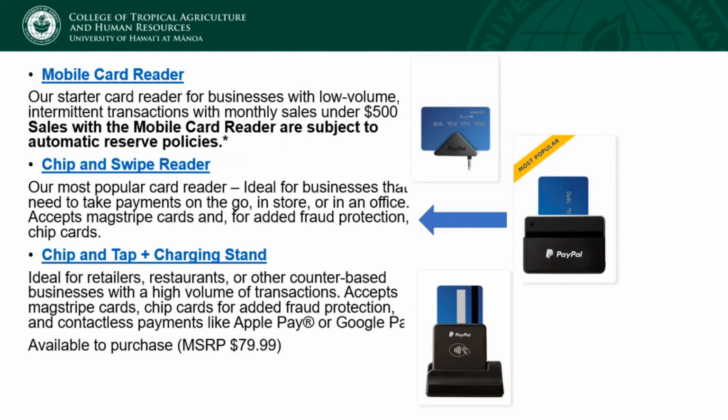PayPal also has several different mobile card readers and point of sale options. The setup is similar to Square, and if you have a PayPal account, you can convert it very easily to a business PayPal account. However, it is important to note that once the account is converted to a business account, it cannot be converted back to a personal account. PayPal has a mobile card reader, chip, and swipe option very similar to that of Square.